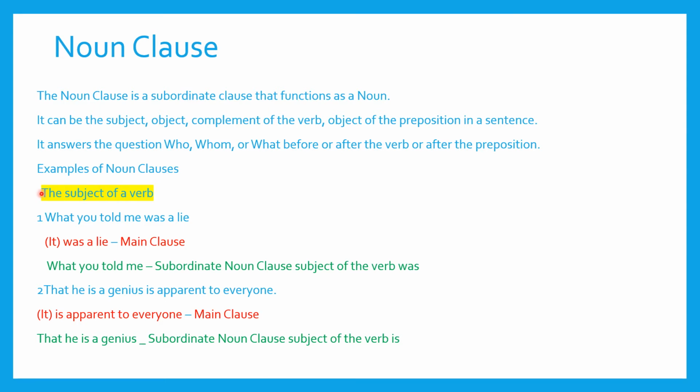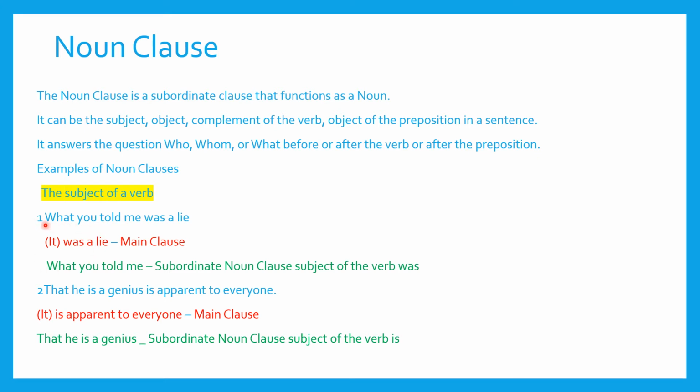Examples of noun clauses. The noun clause is a subordinate clause that functions as a noun. It can be the subject of a verb. So let us understand how the noun clause can be the subject of a verb. The first sentence: what you told me was a lie. Now, this is a sentence. We have to identify the main clause and the subordinate clause.